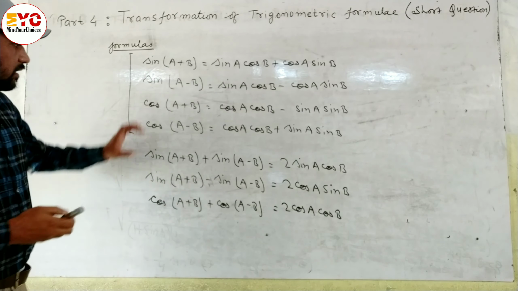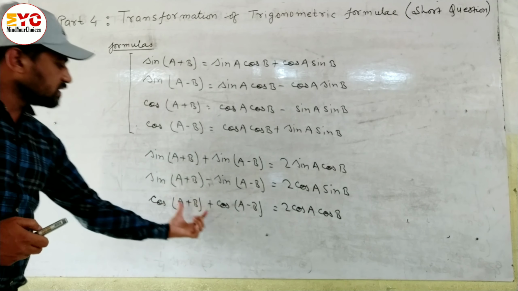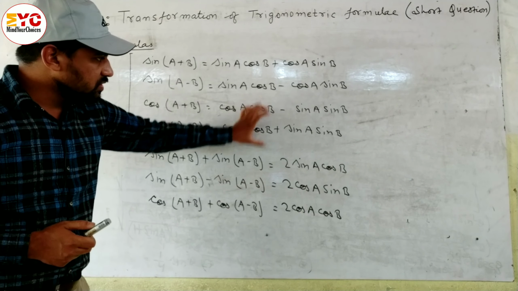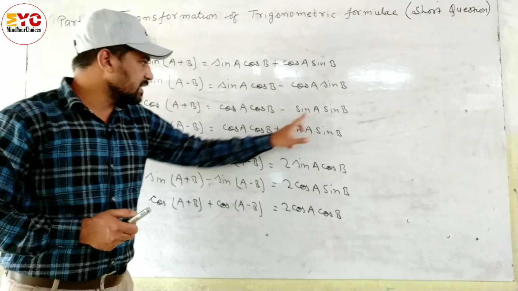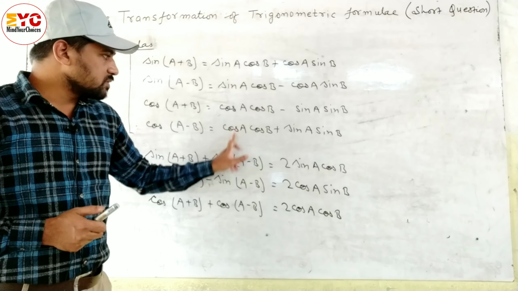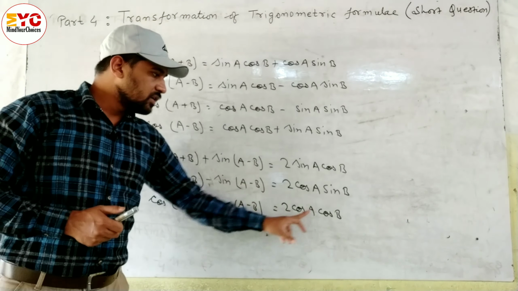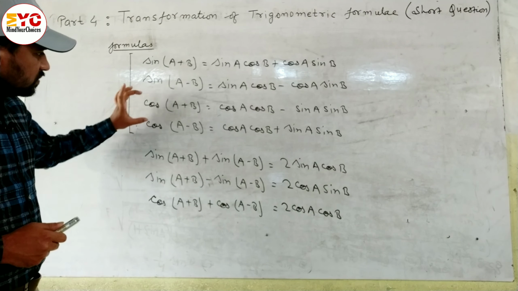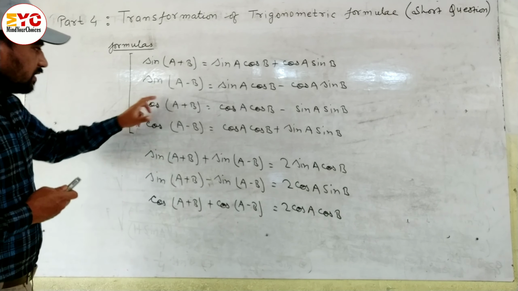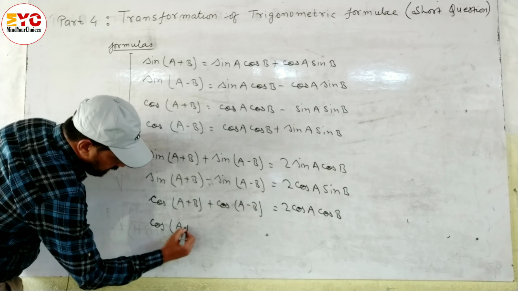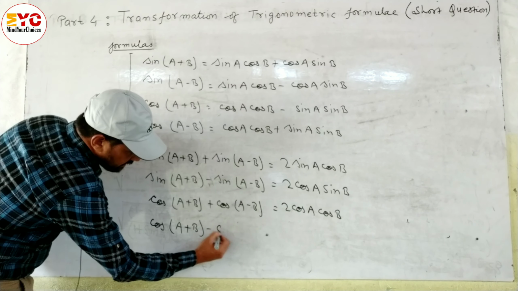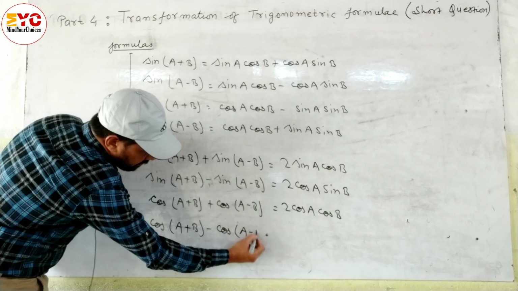Look at this properly, when you add on the RHS also, the sine A sine B terms cancel, one positive, one negative, and both cos A cos B terms are positive. When you add these two, we get 2 cos A cos B. Similarly, when you subtract these two, we write cos A plus B minus cos A minus B.